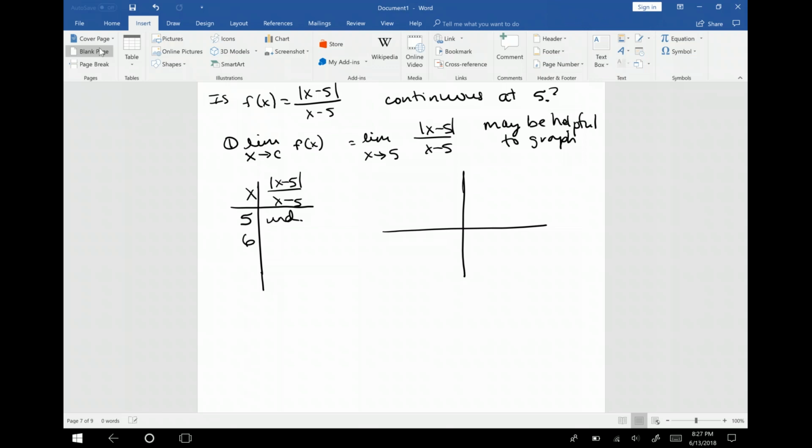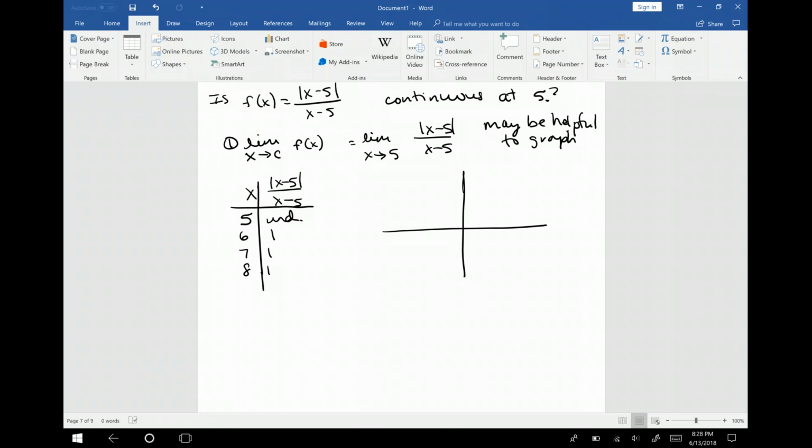Let's start with 6. If you plug in 6, the denominator is going to be 1, and the numerator is always going to be positive, so it's just going to be 1. And what if you plug in a 7? It'll be 1. And if you plug in an 8, it's going to be a 1, same.